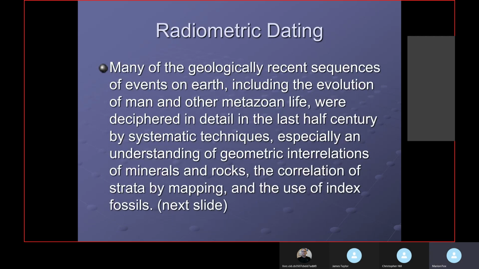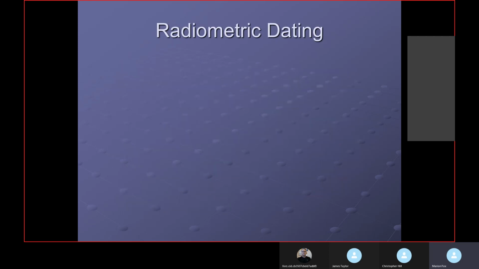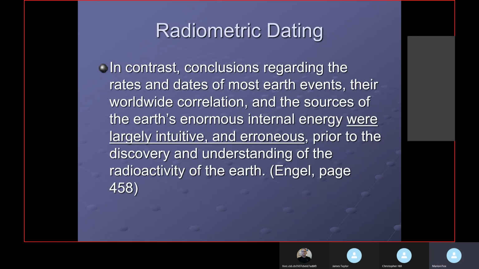The geologic sequences, recent sequence of events on Earth, including the evolution of man and other metazoan life, were deciphered in detail in the last half century by systematic techniques, especially in understanding of geometric interrelations of minerals and rocks, the correlation of strata by mapping, and the use of index fossils. Index fossils based upon assumption of organic macroevolution. In contrast, conclusions regarding the rates and dates of most Earth events, their worldwide correlation to the source of the Earth's enormous eternal energy were largely intuitive and erroneous.